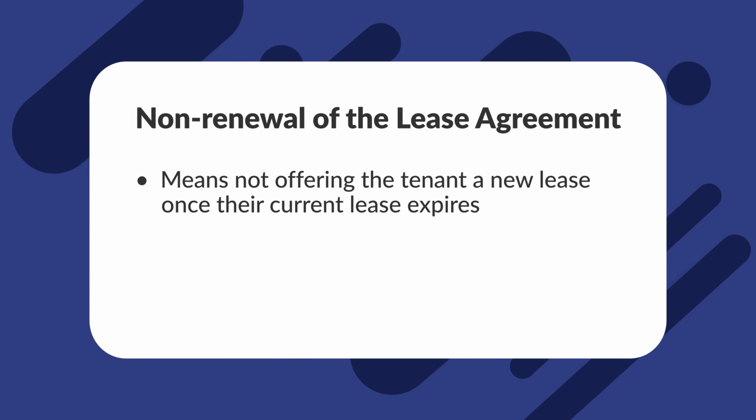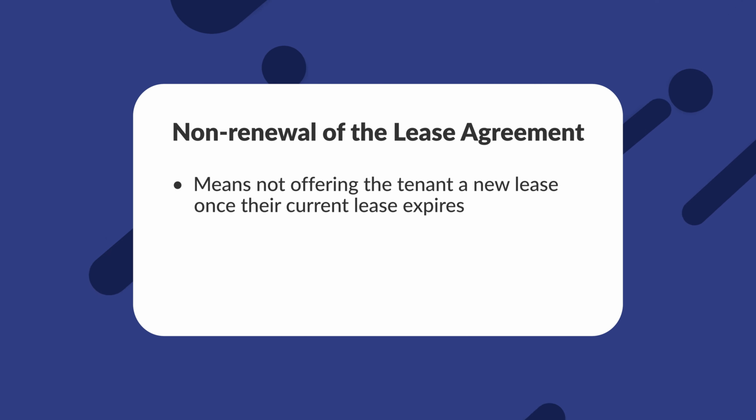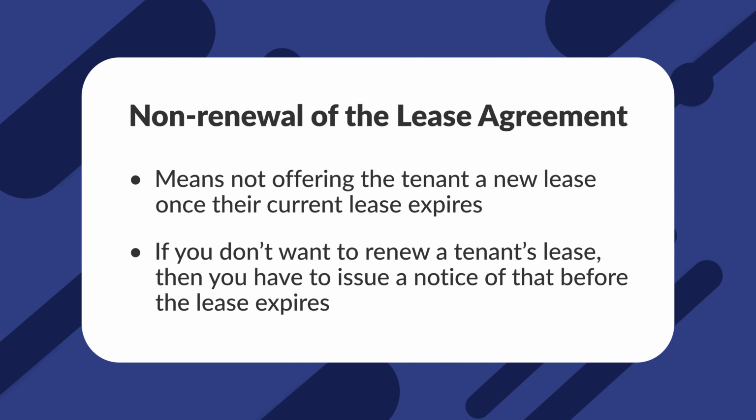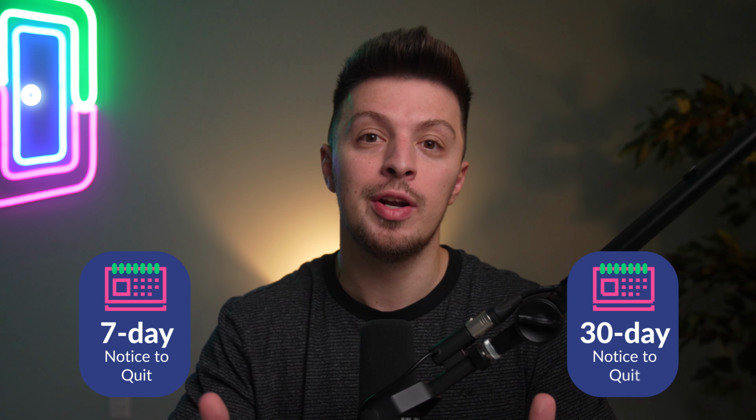And finally, the last legally valid reason to evict a tenant in Kansas is a non-renewal of the lease agreement. This just means that you're not offering the tenant a new lease once their current lease expires. If you don't want to renew a tenant's lease, then you have to issue a notice of that before the lease expires. Now, the timing of this varies depending on the type of lease you've had with your tenant, but it often is either a 7-day notice to quit or a 30-day notice to quit.